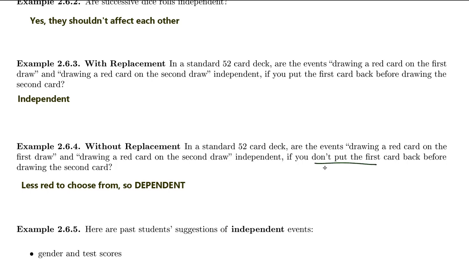Okay, so again, if you don't put your cards back, this is what we call without replacement. That would be dependent. If you put the first card back, then it is called with replacement.